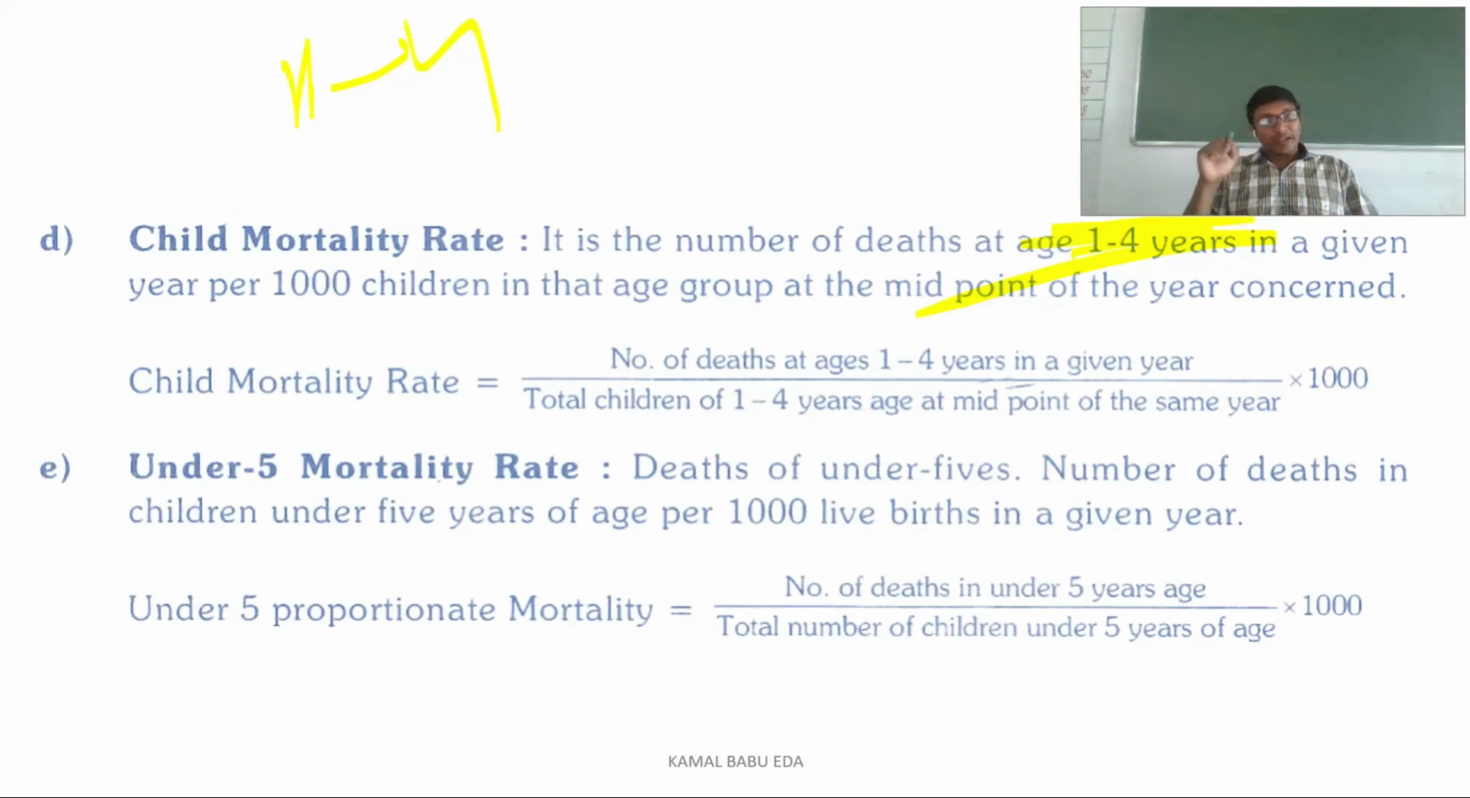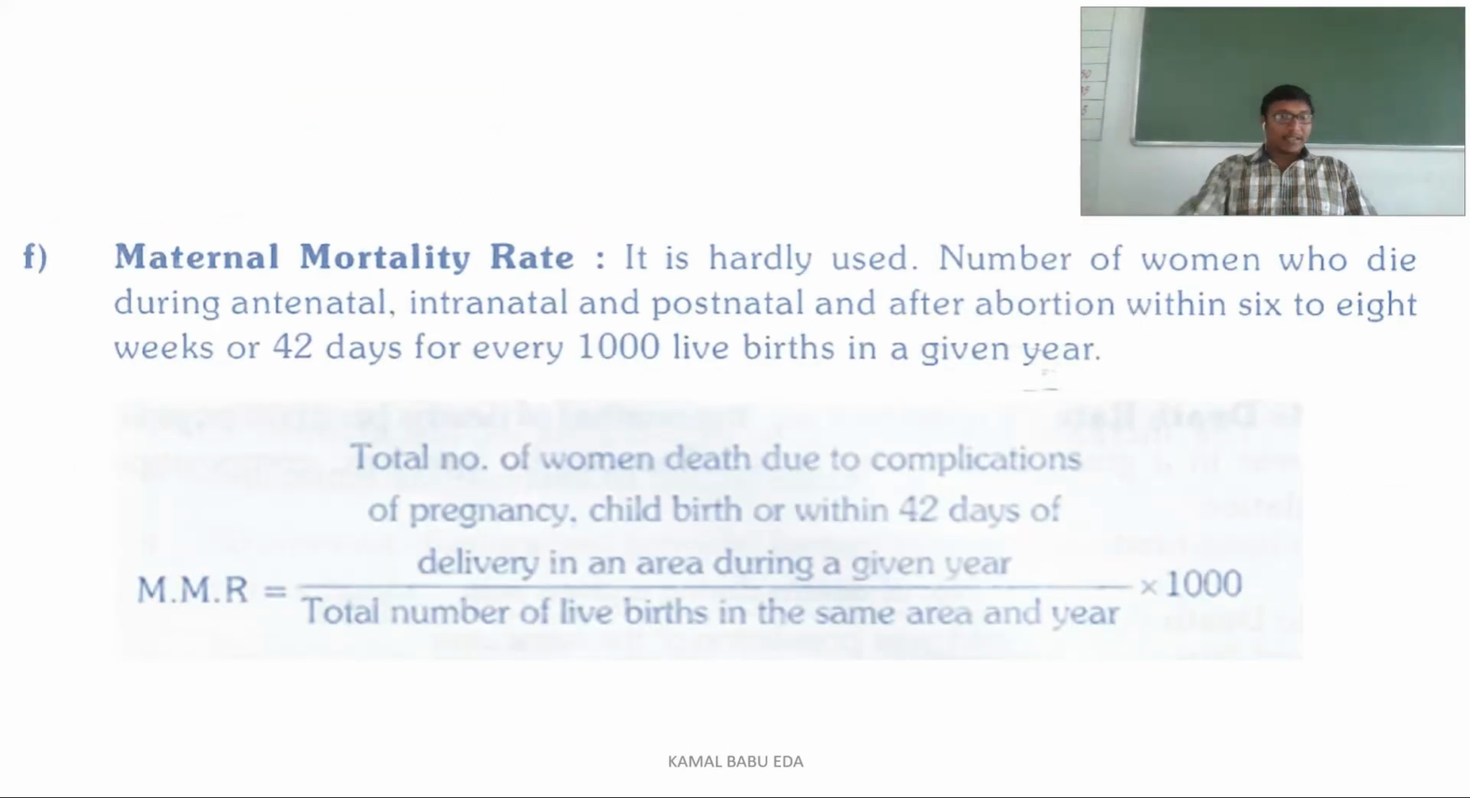And if you want the under-5 mortality rate, it is the number of deaths occurring in the under-5 age group divided by the total number of children in the under-5 age group, into 1000. If you do this, you will get the under-5 mortality rate. And for the maternal mortality rate, it is the total number of women who died due to complications of pregnancy. If childbirth has occurred and the mother dies within 42 days of delivery, you will also consider it a maternal mortality death.